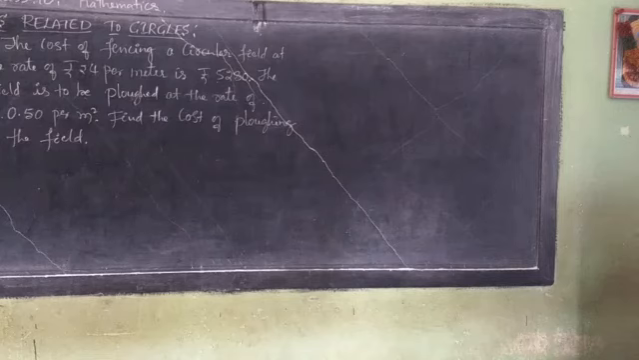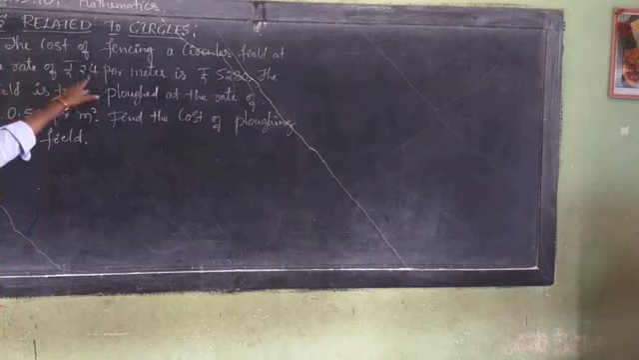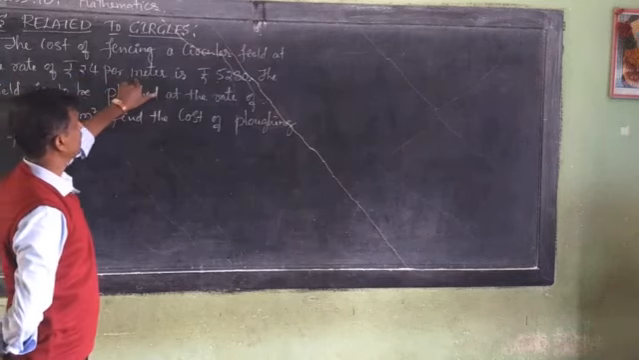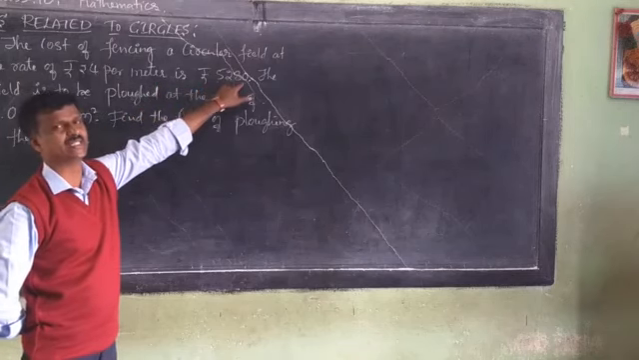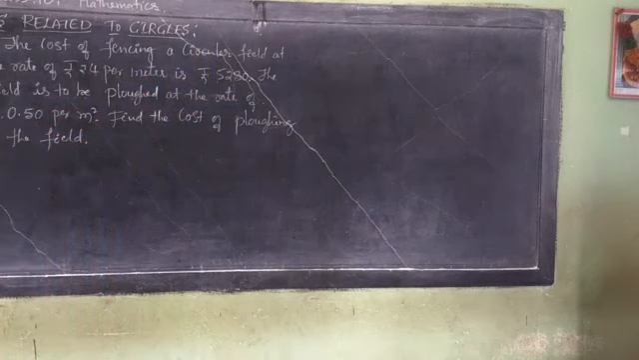Okay, are you ready with the question? Now we should explain the question. The cost of fencing a circular field at the rate of rupees 24 per meter is 5280. Here, the field is in the shape of this circle. So that costs us rupees 24 per meter.